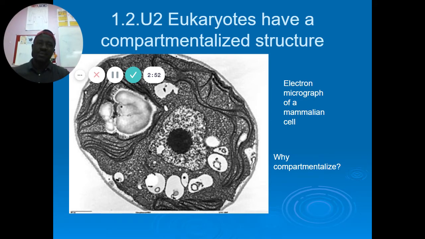With eukaryotes, as you hear the word eukaryotes, that is after formation of the nucleus. So eukaryotic cells are cells which have double membrane organelles, or are cells which have compartmentalization in their structure.